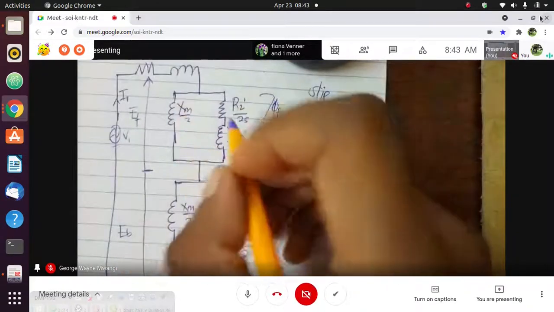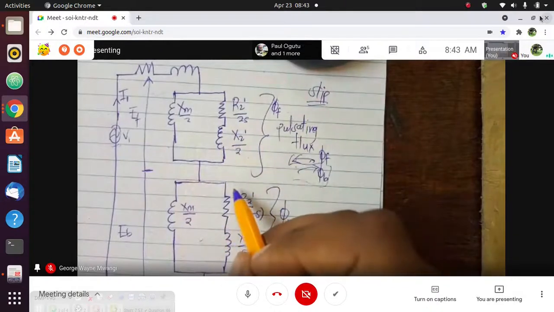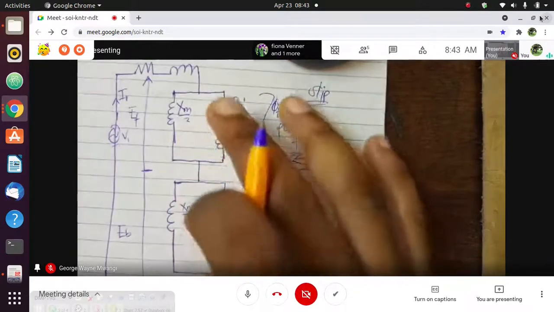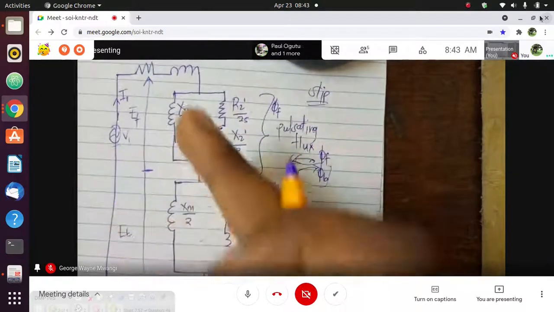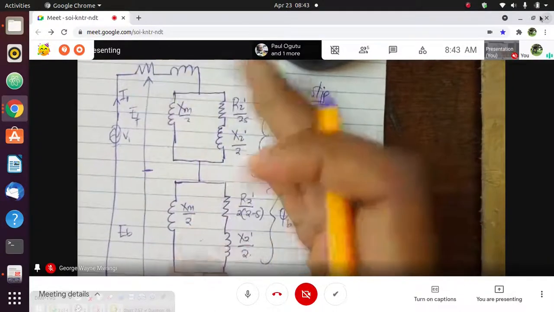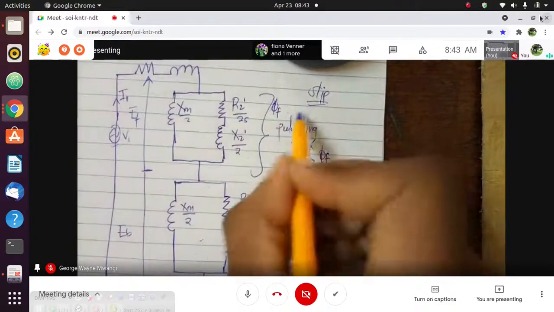The value of the reactance will be X2 over 2. The value of resistance here will be R2 over 2, and the value of reactance will be X2 over 2. At standstill, the rotor will be seen as having half resistance and half reactance. But now when the rotor starts moving, we have to take into consideration slip.